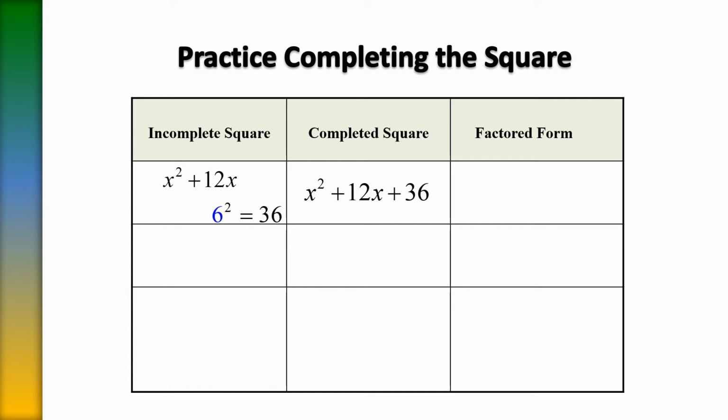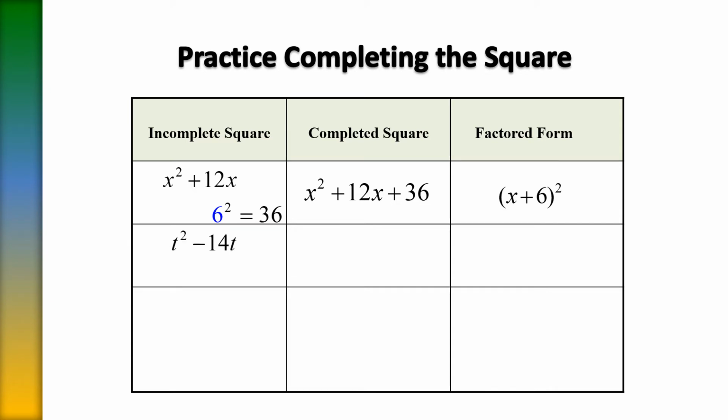Keep in mind, whatever is the square root of the first and the last term: the square root of x squared is x, the square root of 36 is 6. So it factors into x, and the middle term determines the sign. So it's going to factor into x plus 6 squared.